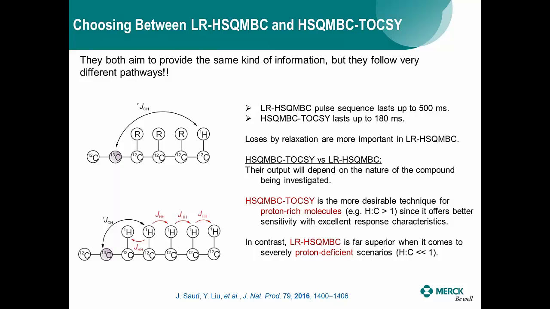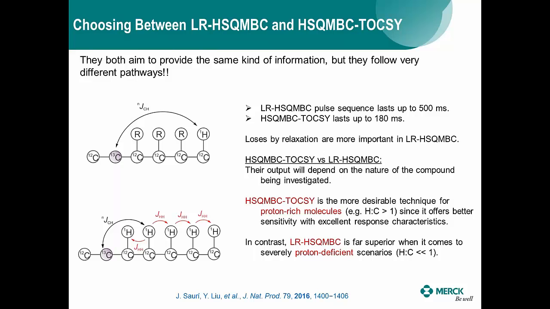So the good thing about the HSQMBC-TOCSY is that the intensity of the very long-range correlation, like a 6-bond correlation, does not depend on the 6-bond proton-carbon coupling constant. It only depends on the initial 3-bond proton-carbon coupling constant, which is going to be strong, and the TOCSY transfer afterwards. So this is a good thing because we can get a 6-bond correlation even if this coupling constant is close to 0.